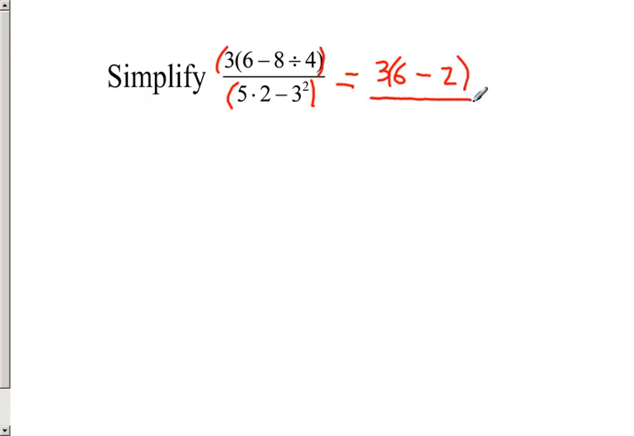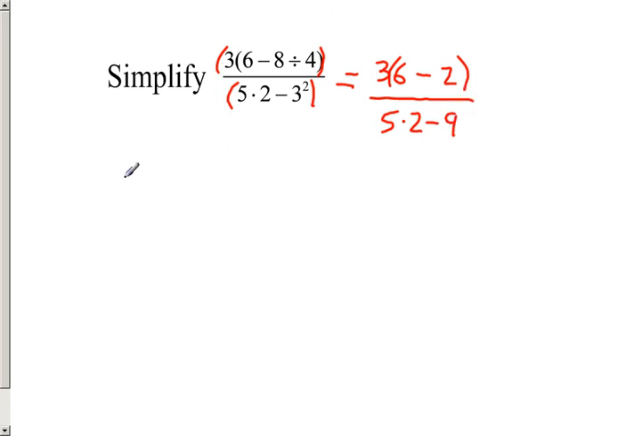On the bottom, again, order of operations, grouping symbols. There are no additional grouping symbols on the bottom. And then I go to exponents. There is an exponent on the bottom, so I will leave everything else as it's written: 5 times 2 minus 9. 3 squared is 9.